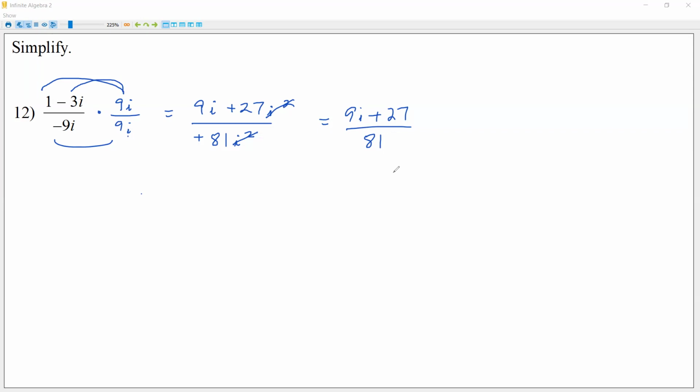And so there's a couple of ways you might do this. You can separate it and think of it as 9i over 81 plus 27 over 81, and see what that reduces to. So 9i over 81 could be written as 9 times 9, and then those 9s would reduce, divide to equal 1. That would leave you with i over 9.